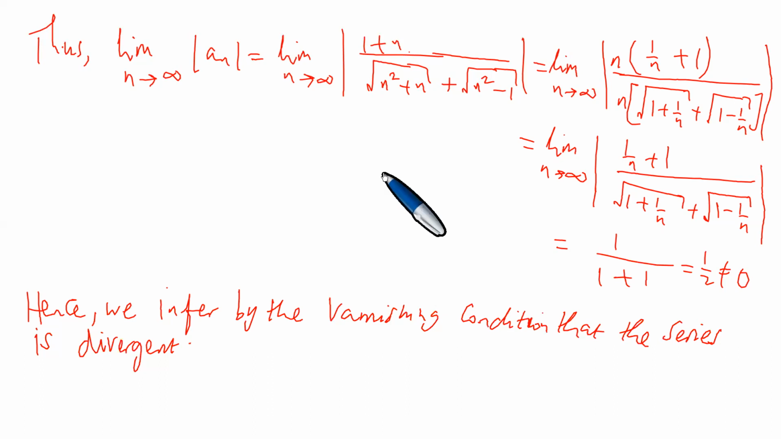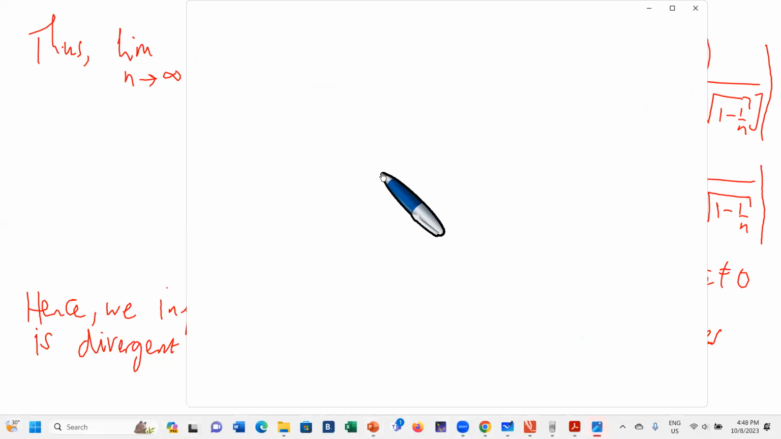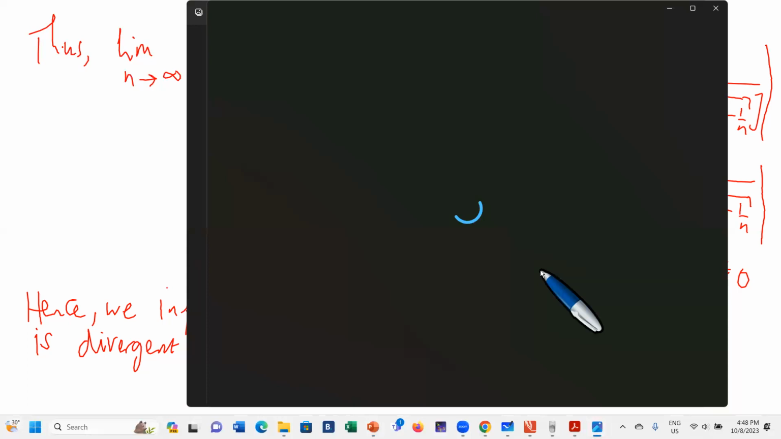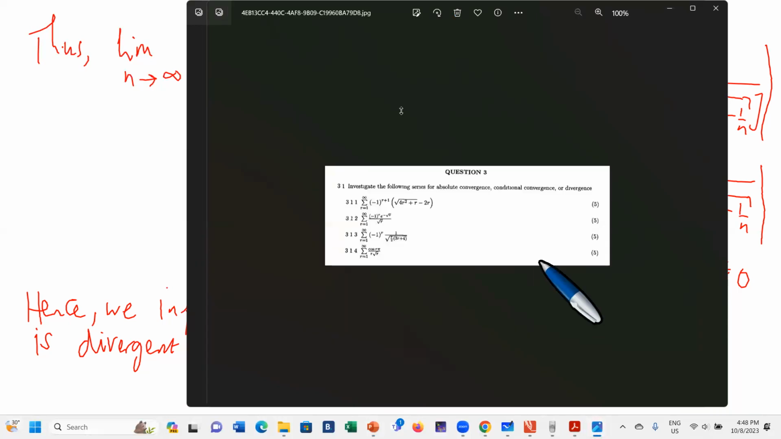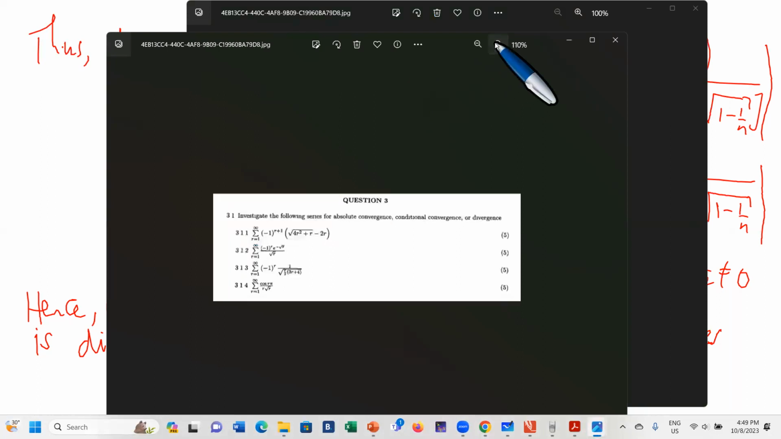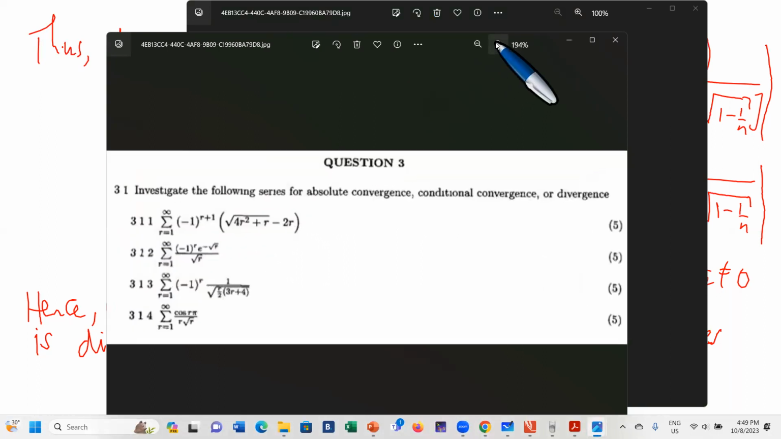Okay, let me see what the chart is saying there. I sent you 4 questions. The answers use the alternating series test, ratio test, integral test, and p-test. Okay, so this is exactly it. We can try to sort of magnify this.